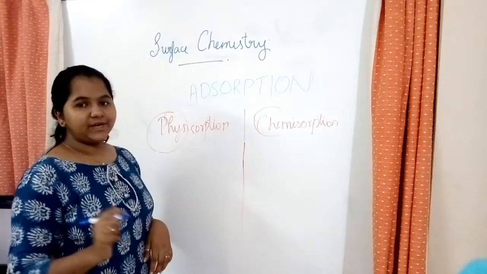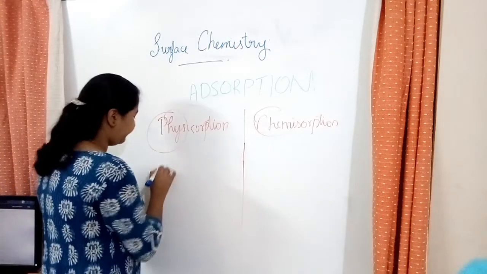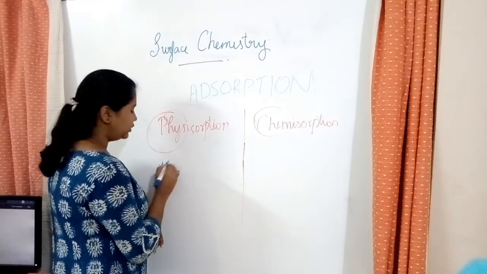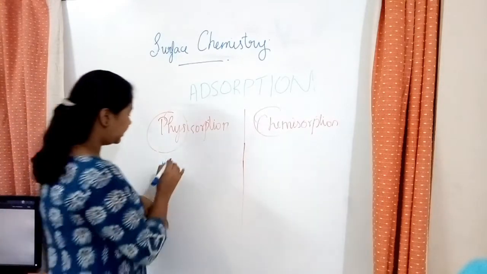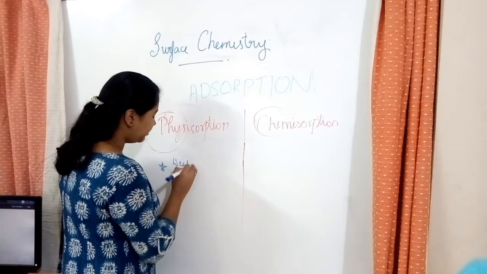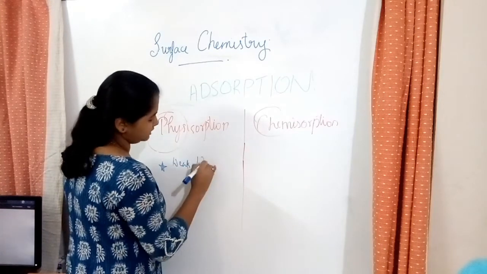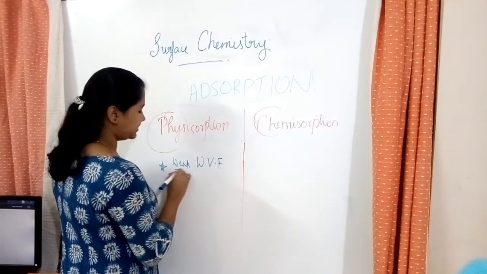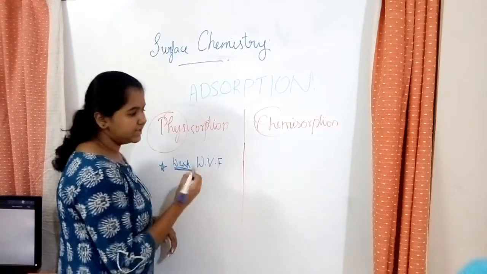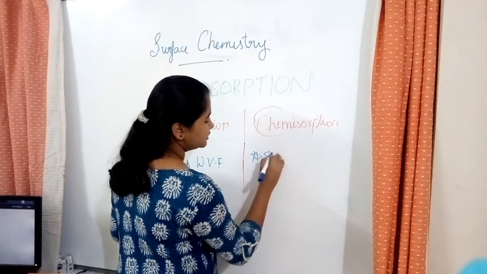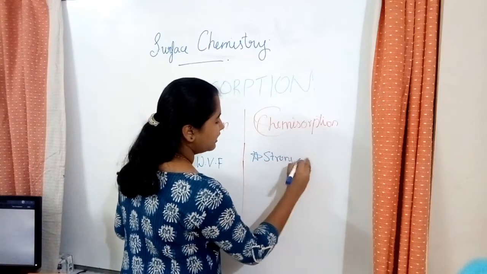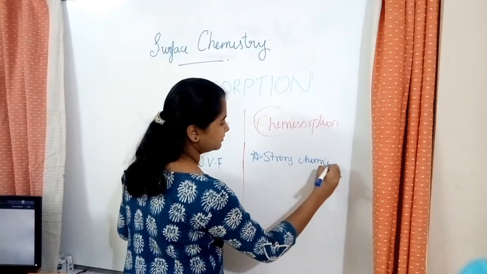The first point we have to discuss is the force. For physisorption, the intermolecular force is weak van der Waals force. Here it's weak, that is the main point. And for chemisorption it is strong chemical bonds.